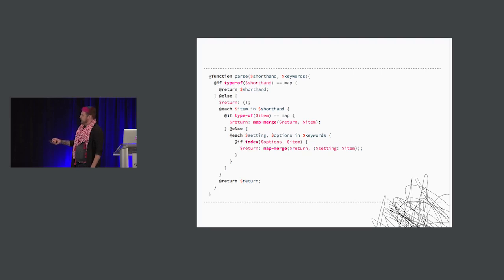But if you do pass in the shorthand, it loops through each item in the shorthand. If that item is a map, it just adds that entire map to your output. So you can even do a mix. You can do a few keywords and a map. If it's not a map, it checks for it in our options. And if it is in the options, then it adds it to the map for that option. So each keyword is just checked against the map of options and assigned to the right config.